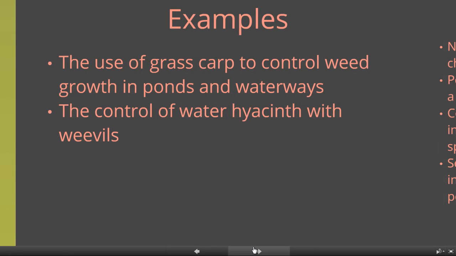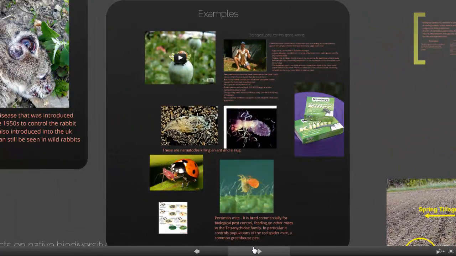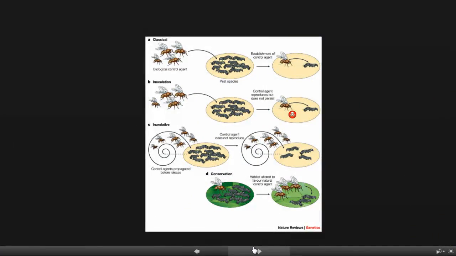A couple of examples: the use of grass carp to control weed growth in ponds and waterways, and the control of water hyacinth with weevils. And there are numerous different examples, like some of these here.